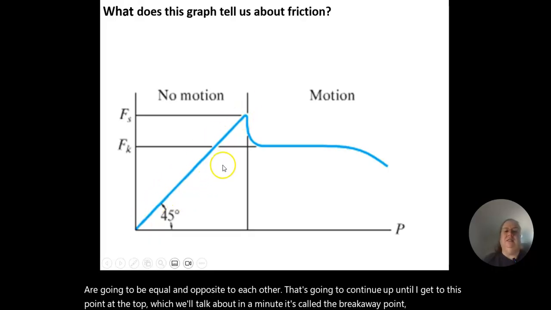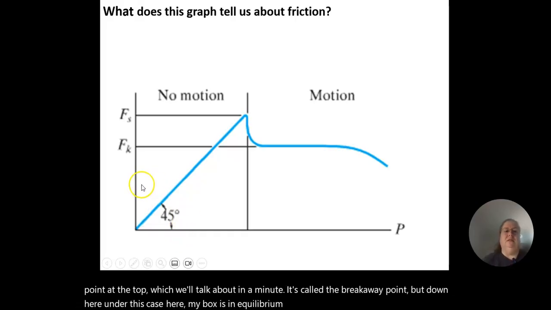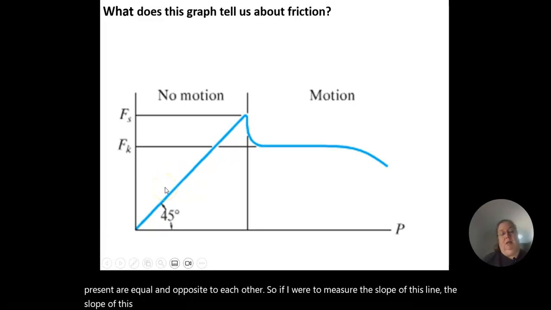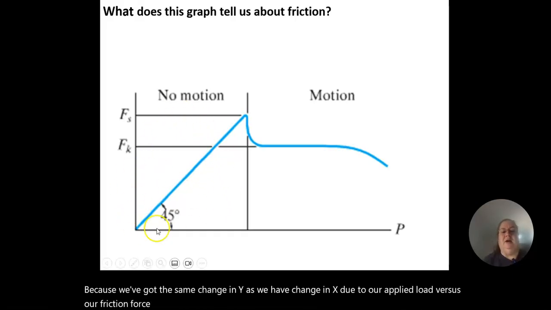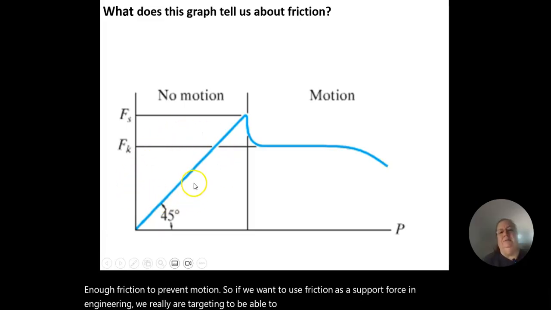But down here, in this case, my box is in equilibrium, and my applied force and the friction force present are equal and opposite to each other. So if I were to measure the slope of this line, the slope of this line would be 1, because we've got the same change in y as we have change in x due to our applied load versus our friction force available. So always in this entire area here, we've got enough friction to prevent motion. So if we want to use friction as a support force in engineering, we really are targeting to be able to stay in this area right here.